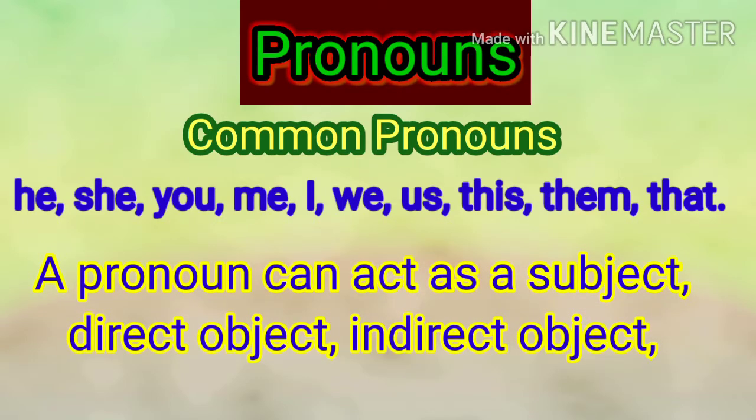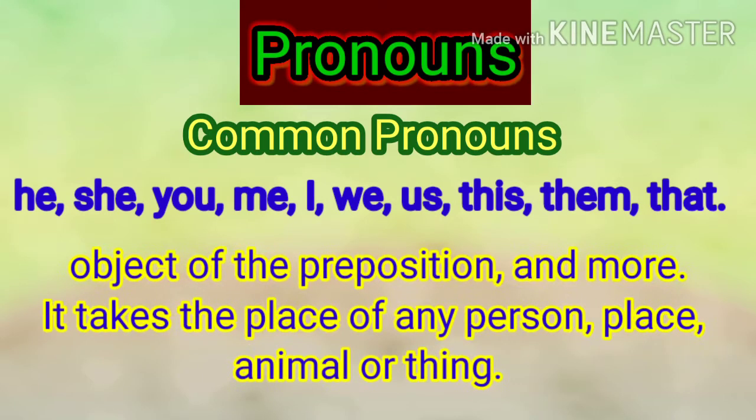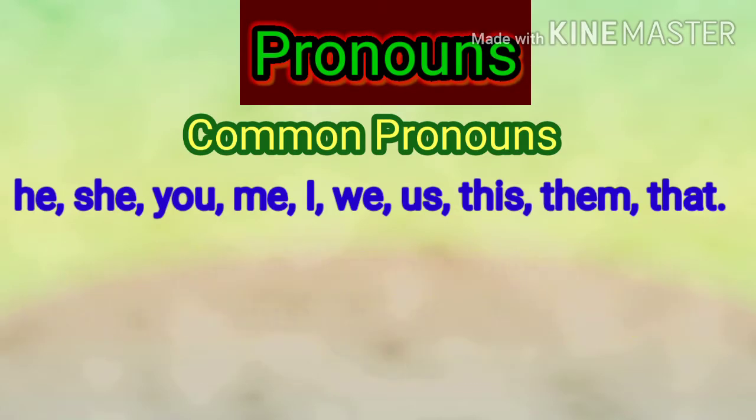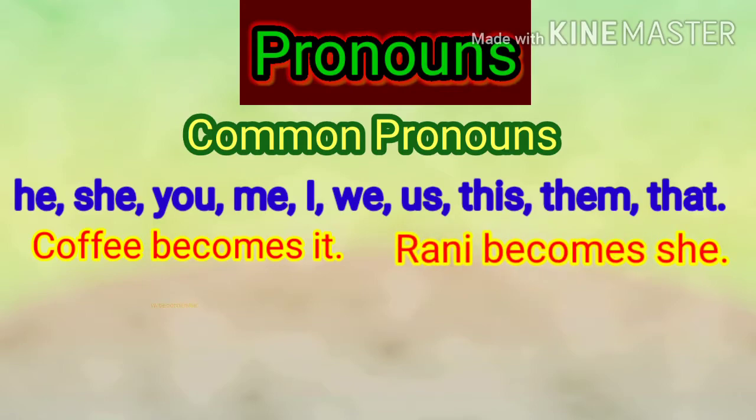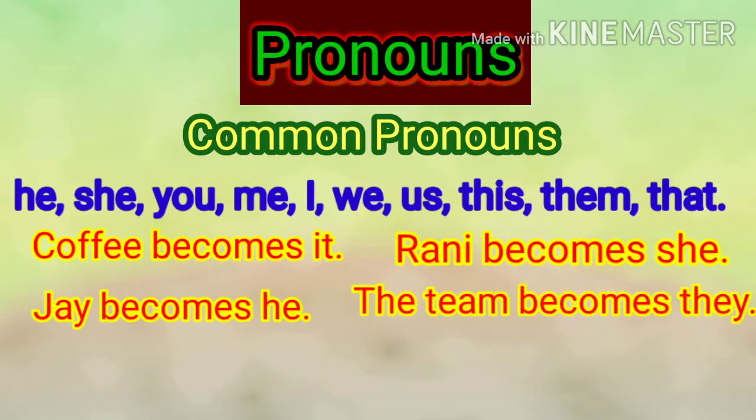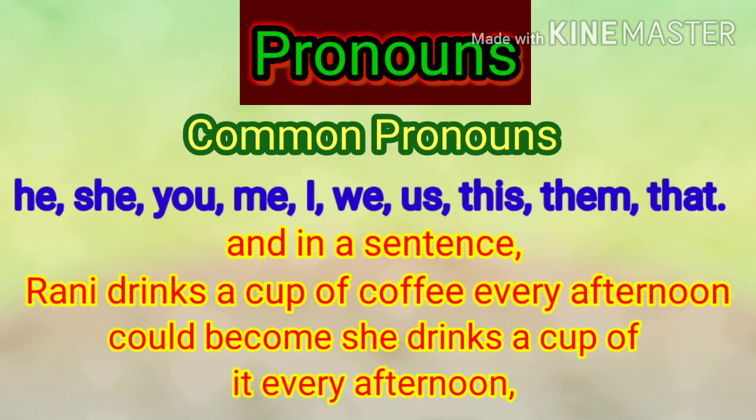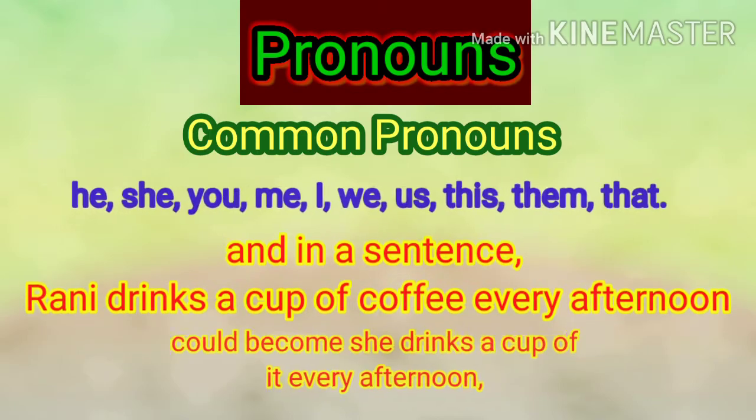A pronoun can act as a subject, direct object, indirect object, object of the preposition and more. It takes the place of any person, place, animal or thing. Like, for example, coffee becomes it, Rani becomes she, Jay becomes he, and the team becomes they. And in a sentence, Rani drinks a cup of coffee every afternoon could become, after using the pronouns, she drinks a cup of it every afternoon.